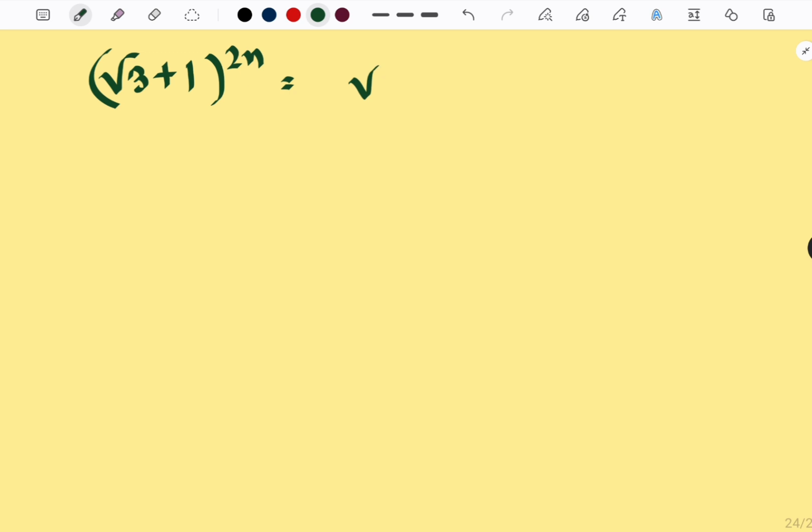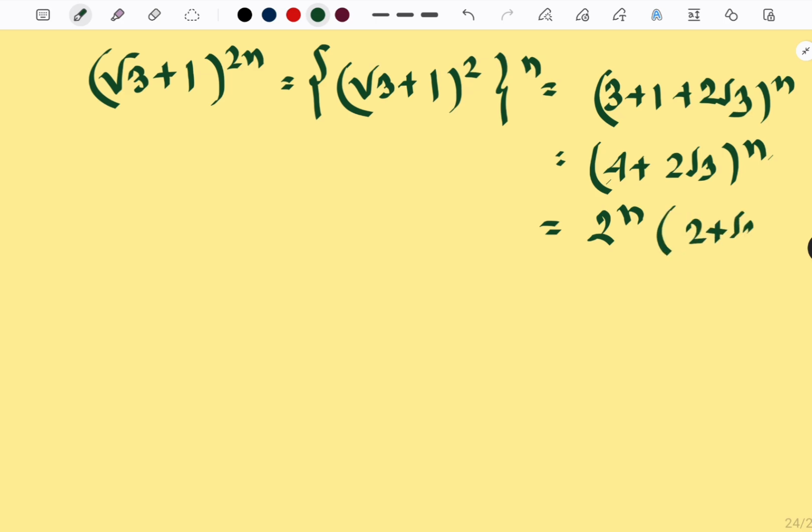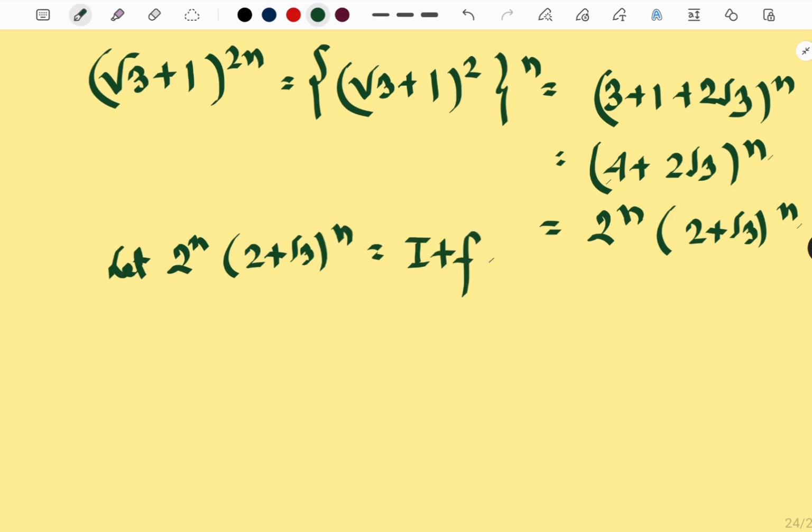We can take it as (√3 + 1)² to the power n, which is equal to (3 + 1 + 2√3) to the power n, and this is equal to (4 + 2√3) to the power n. Now we can take 2 common, so it will be 2^n (2 + √3)^n. Now what do we consider this as? We consider, let 2^n (2 + √3)^n be equal to I + f.